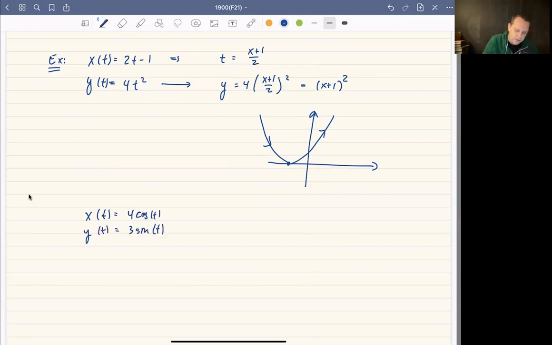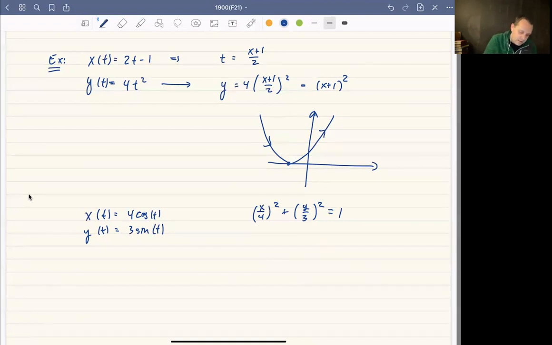And here, instead of eliminating the parameter, it's easier just to look at (x over 4) squared plus (y over 3) squared. Okay, and it turns out that's going to add up to be 1, because we know cosine squared plus sine squared is 1. So (x over 4) squared plus (y over 3) squared equals 1. This is going to turn out to be an ellipse. Okay, so that's how that's going to work.